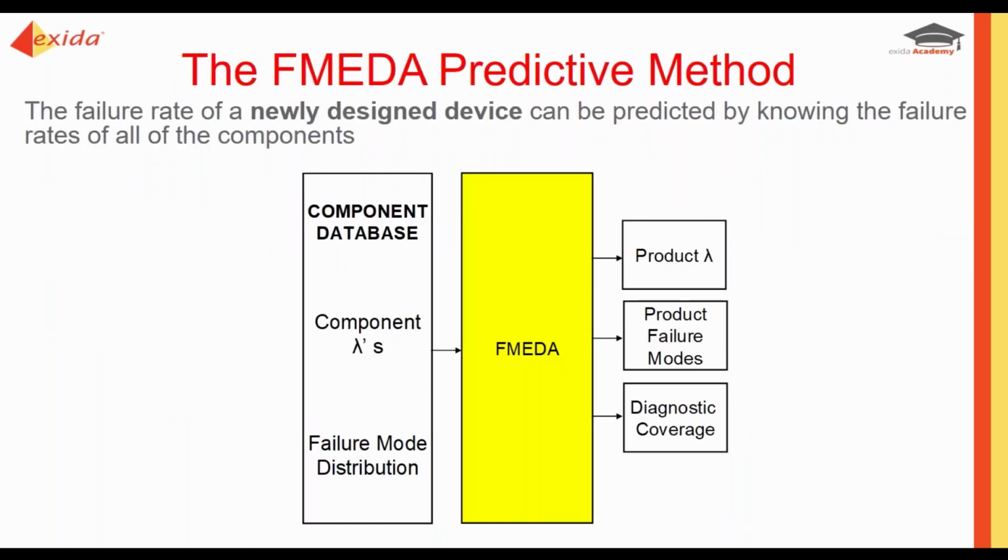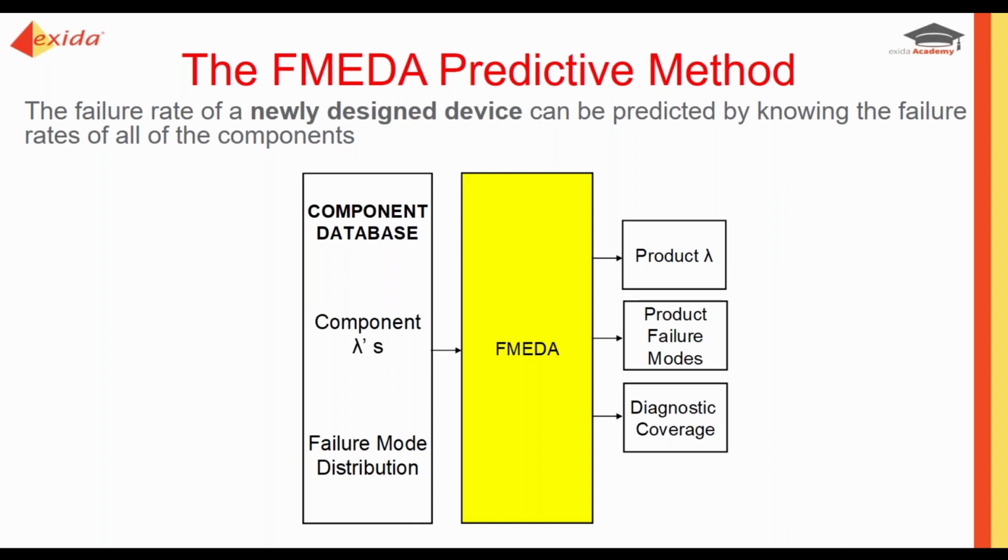So the FMEDA method was brought about from an FMEA put together with that MIL Handbook 217, put together with diagnostic analysis. And all of that was thrown together to make an FMEDA. The great thing about that FMEDA is it can be done for a newly designed device. So you don't have to know how the device will fail from its history as long as you know the failure rates for all of the components.